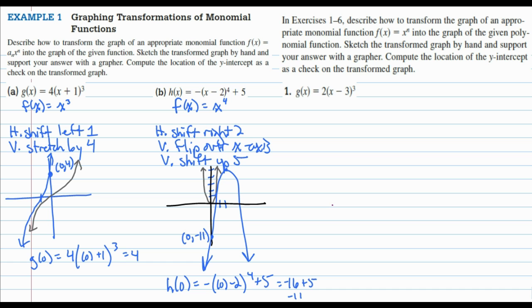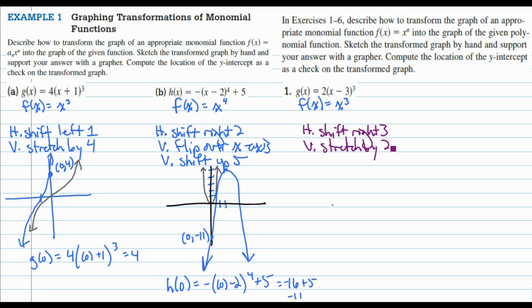The now try problem for example 1 is number 1. Describe how to transform the graph of the appropriate monomial function f of x equals x to the n. So first, f of x in this case is going to be x cubed. There is a horizontal shift right 3, and then a vertical stretch by 2.